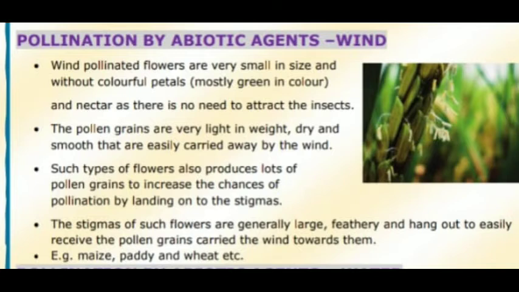The pollen grains are very light in weight. They are dry and smooth, so they are easily carried away by the wind. Such types of flowers also produce lots of pollen grains to increase the chances of pollination by landing onto the stigma. The stigma of such flowers are generally large, feathery and hang out to easily receive the pollen grains carried by the wind towards them. Example is maize, paddy and wheat, etc.